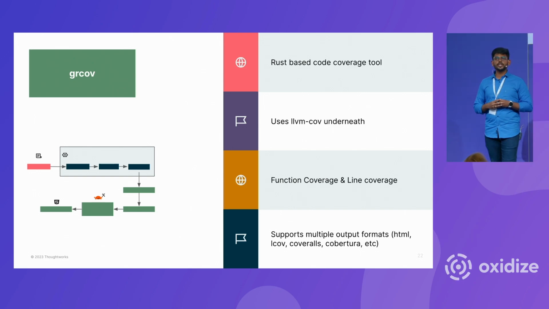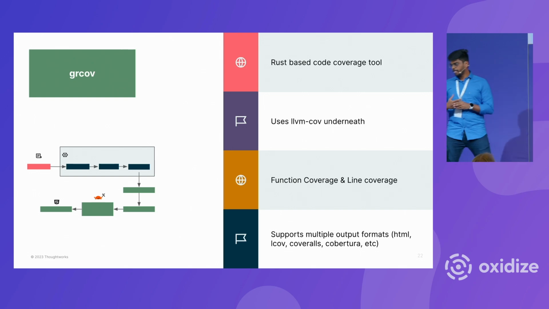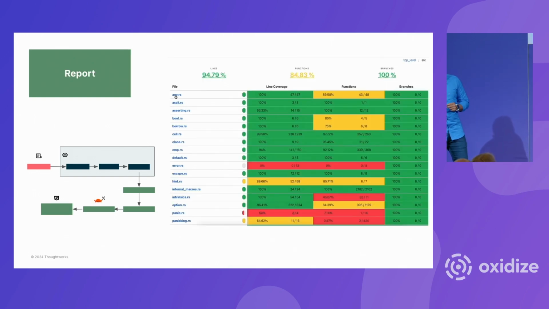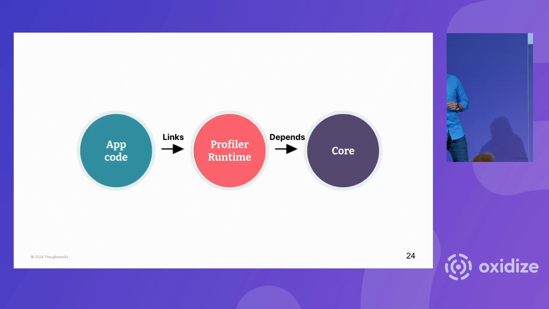You can use HTML, you can use lcurve. So this takes in your profiles, and then it can generate a human readable report out of that. So that is pretty much the flow, right? Now let's get into the thing. So whatever we discussed so far is this.